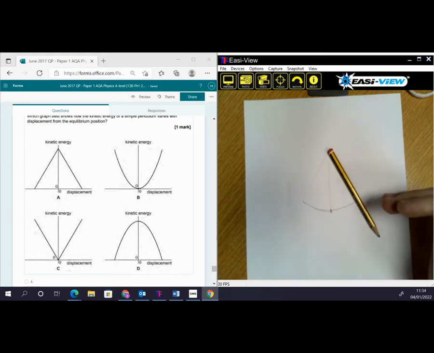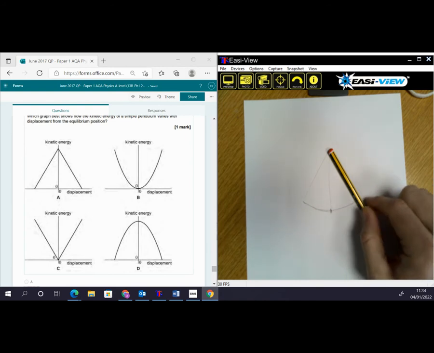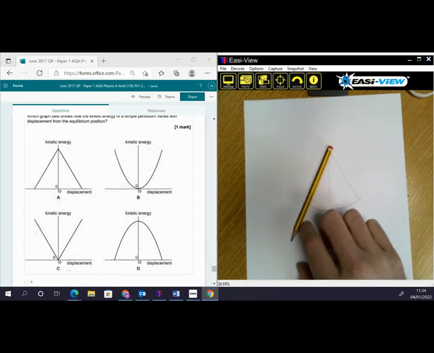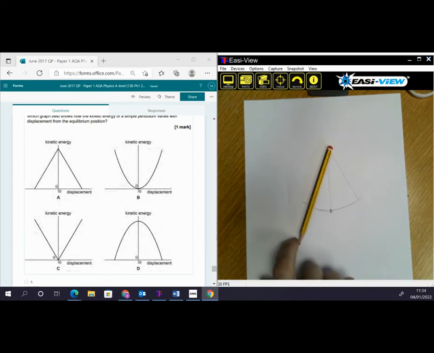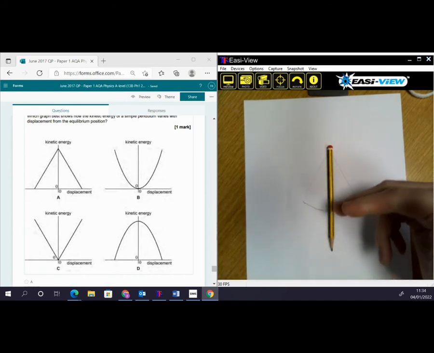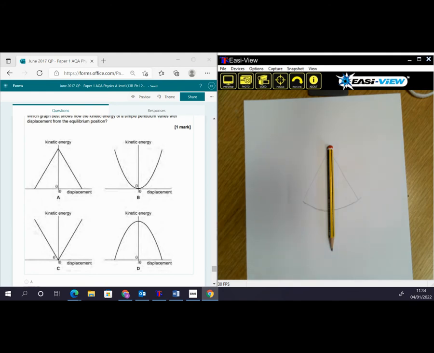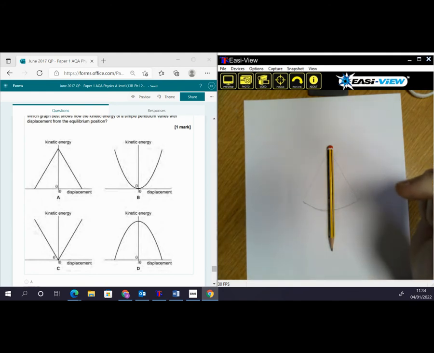So it stops. So it's at a minimum. At maximum positive displacement, it's at zero. At minimum negative displacement, it's at zero. In the center, it's a maximum. So that's when the displacement is at zero, the kinetic energy is the maximum. So that is graphs A or D.